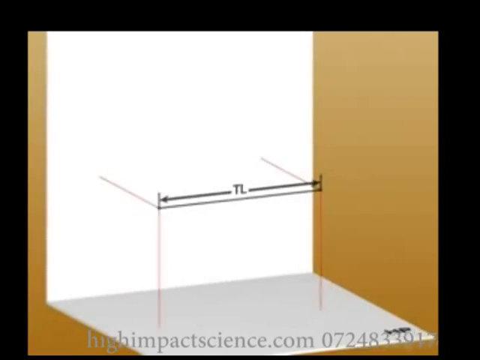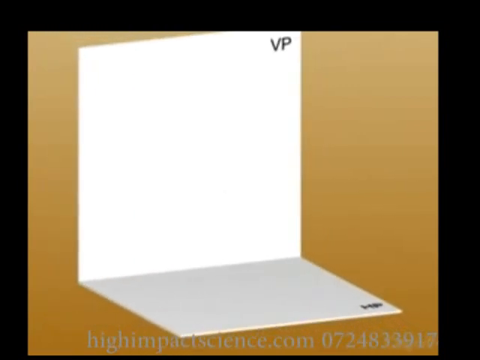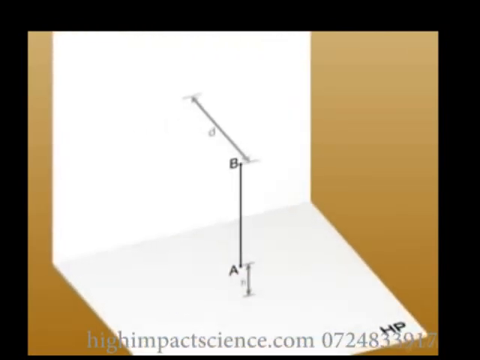In this diagram, we have a vertical plane VP and a horizontal plane HP. Consider a straight line AB perpendicular to HP and parallel to VP, where point A is H units above HP and point B is D units in front of VP.